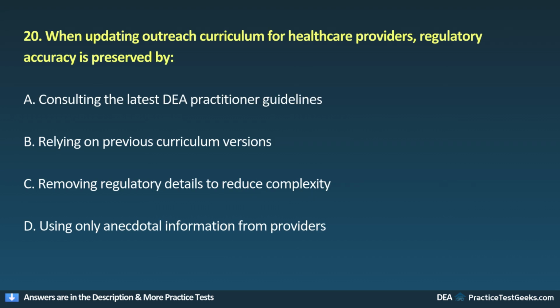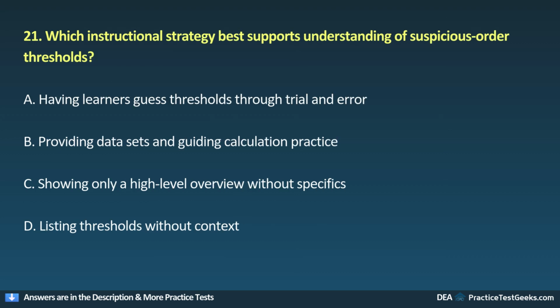20. When updating outreach curriculum for healthcare providers, regulatory accuracy is preserved by: A. Consulting the latest DEA practitioner guidelines. B. Relying on previous curriculum versions. C. Removing regulatory details to reduce complexity. D. Using only anecdotal information from providers.